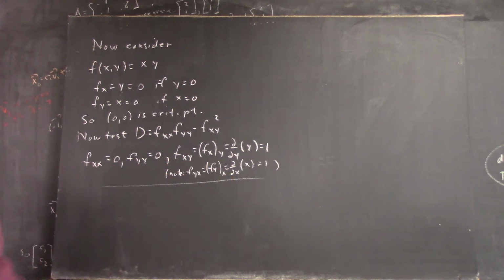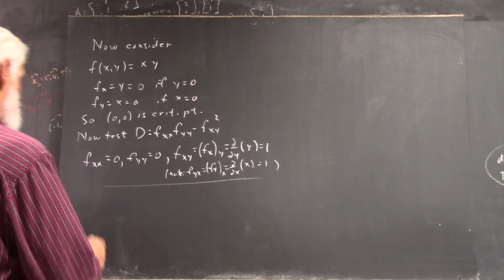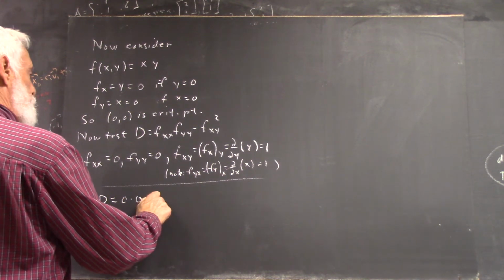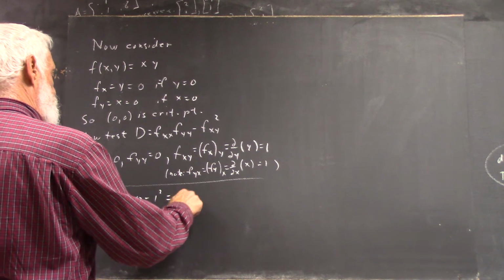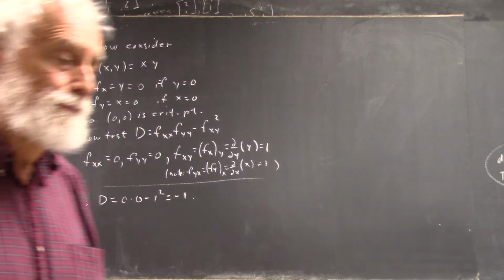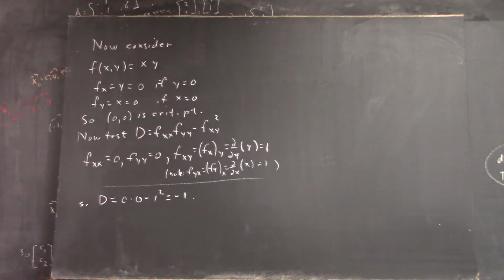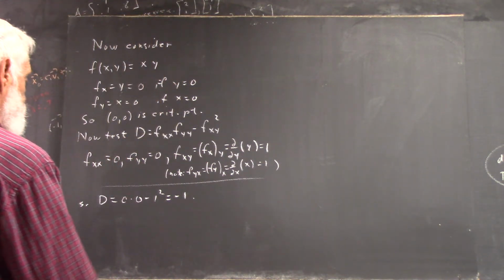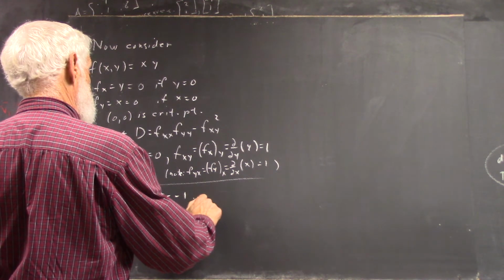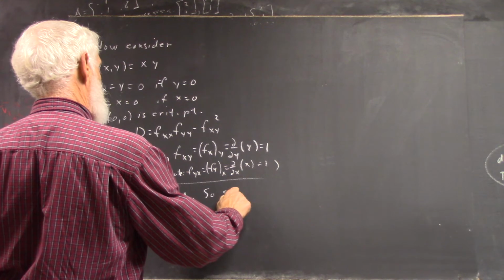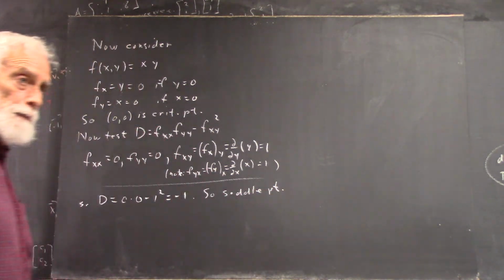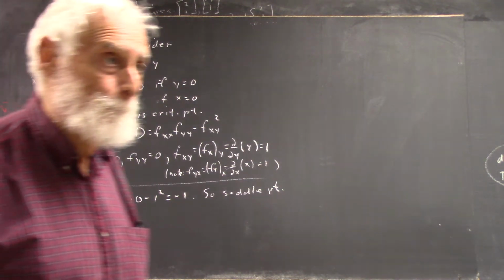Okay, so anyhow, here we got it. So your discriminant is this, and you get -1. So it's a saddle point, okay?